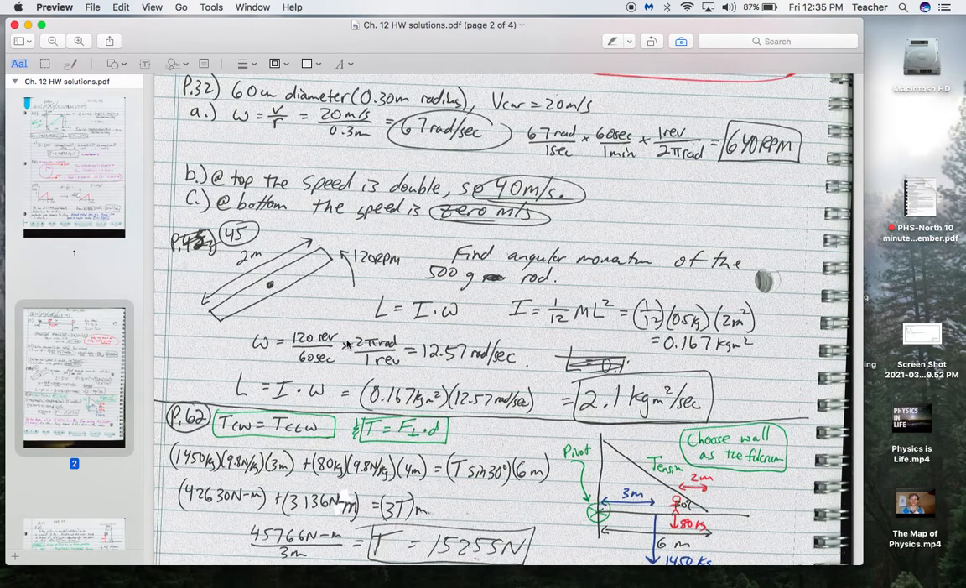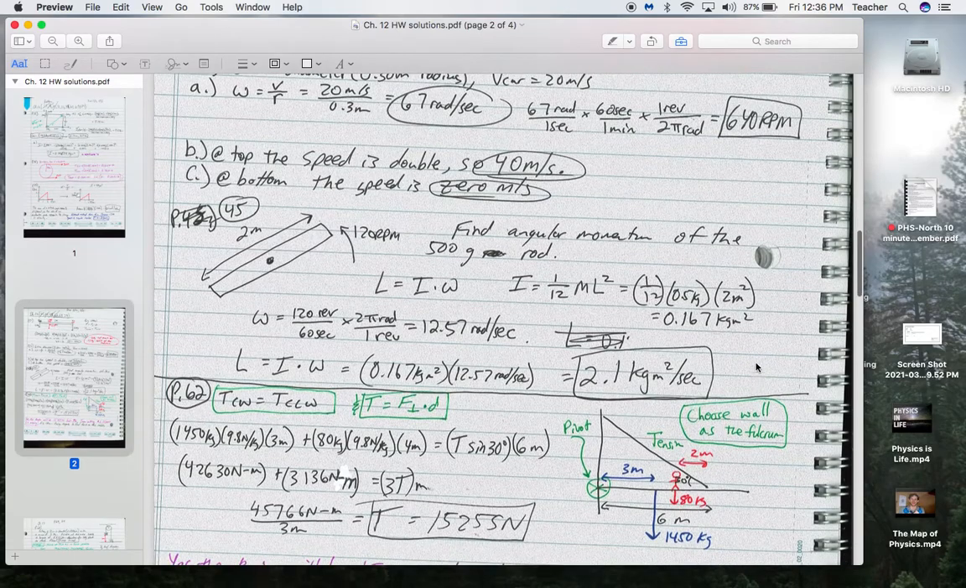I'm going to convert revolutions per minute. So that's 120 per minute, which is 120 over 60 seconds. So that's 2 per second, multiplied by 2 pi radians for every 1 revolution. And that gets me my angular speed. So overall, multiplying those two together, you get around 2.1 kilogram meters squared per second as my angular momentum.